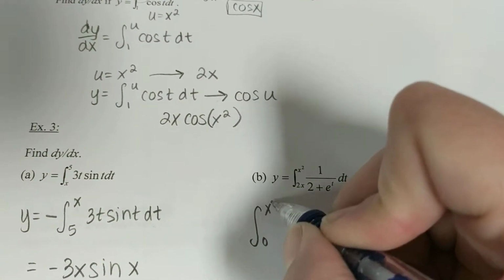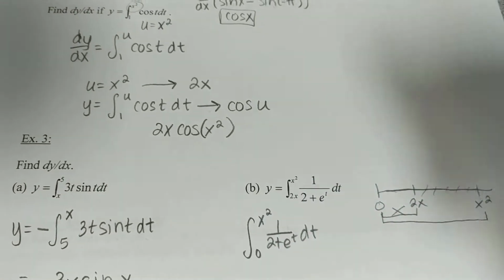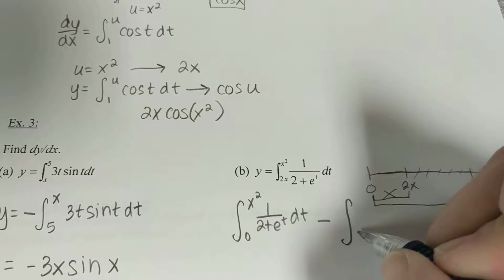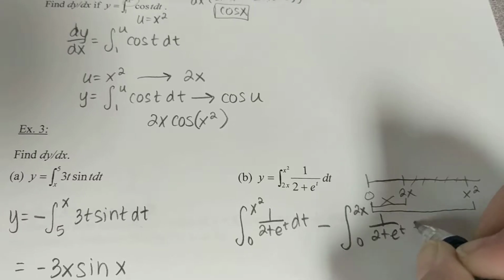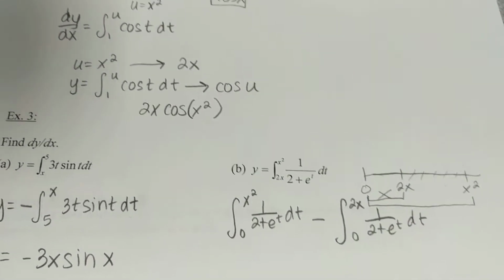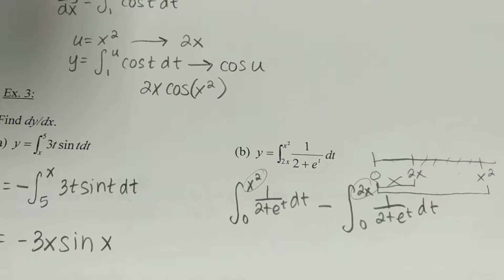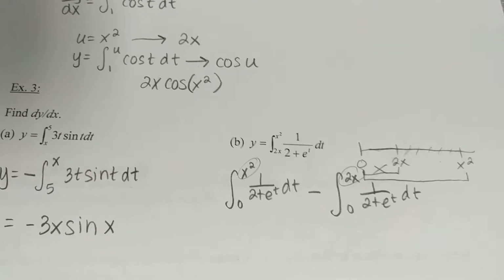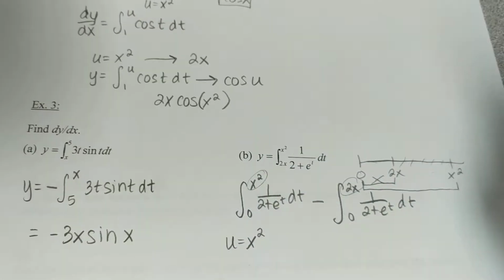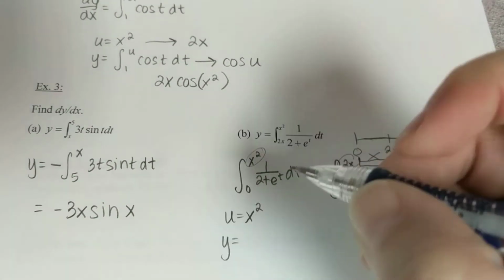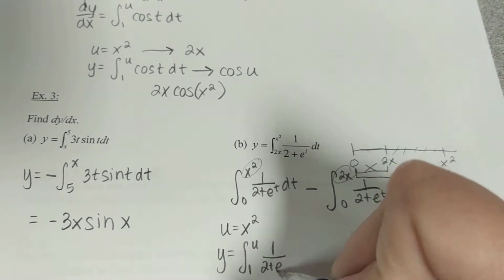The integral from 0 to x squared of 1 over 2 plus e to the t, minus the integral 0 to 2x, 1 over 2 plus e to the t dt. Now what I hope you realize is neither one of these is just plain x. So I've got two chain rules here. So I'm going to hit this one first. The inside function is x squared, and the outside function is the integral from 1 to u of 2 plus e to the t dt.